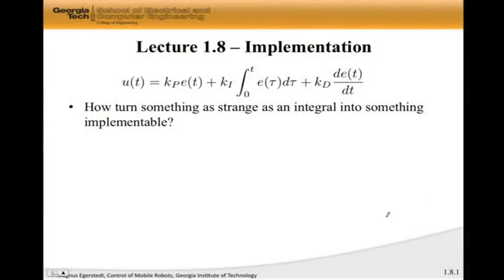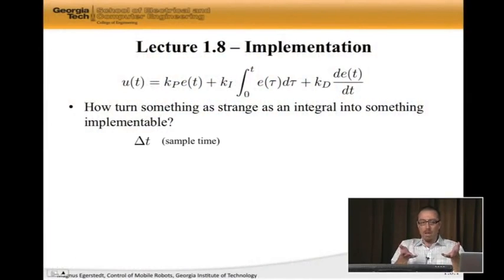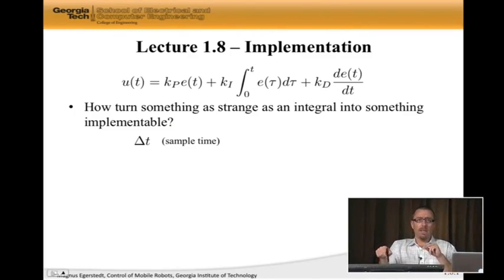Well, the first thing to note is that we always have a sample time. We're sampling at a certain rate. There's a certain clock frequency on the computer. Well, what we need to do is take these continuous time objects that we have here in the PID regulator and have them be defined in this discrete time.